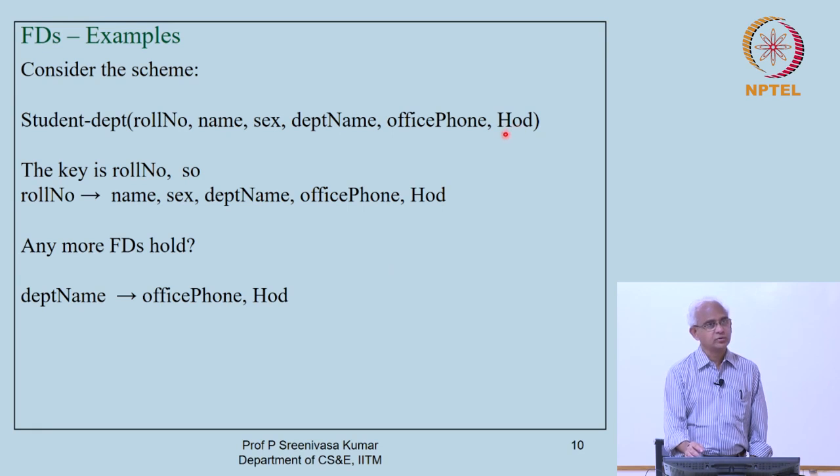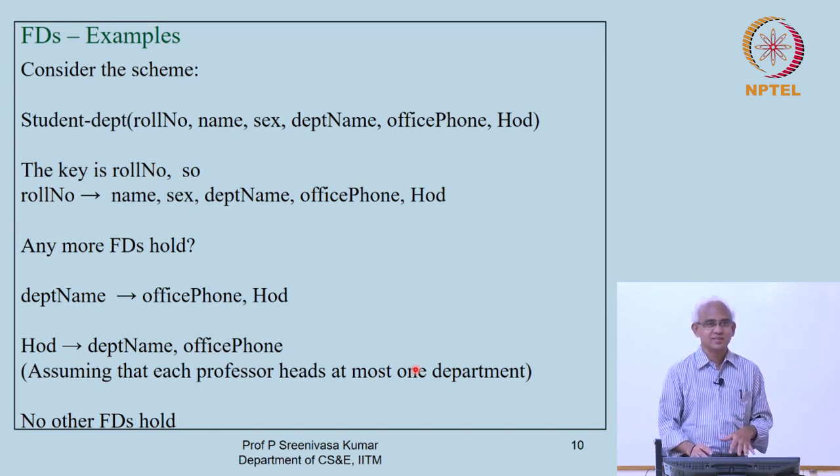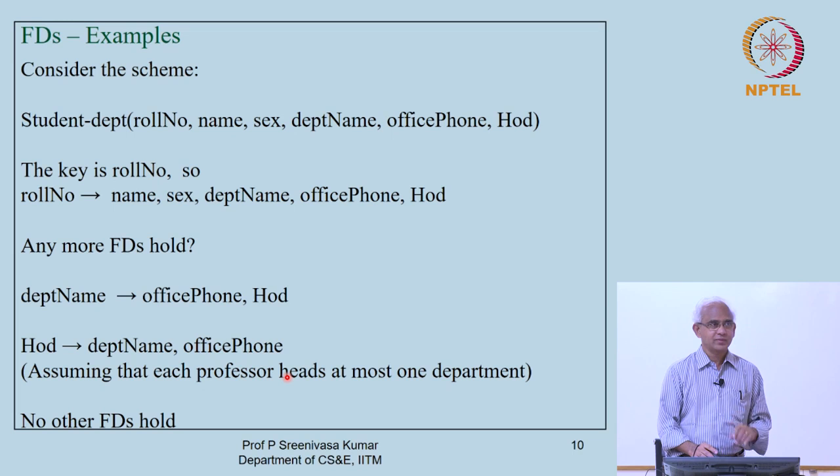If two tuples agree on HOD, then they will agree on department name and obviously phone. So, HOD determines department name and office phone. In some places, they may violate this policy and then make some poor professor HOD of two departments. So, it kind of depends on the policy of the institute. Luckily, we have a policy that each professor heads only one department.